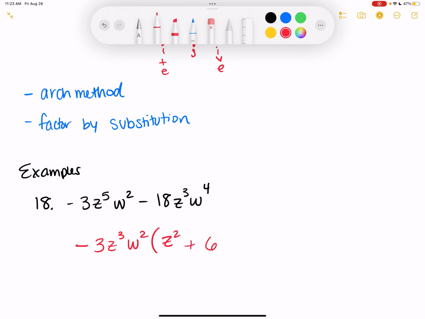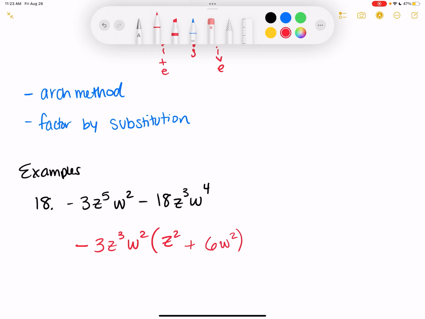Okay. W squared. Yep. So, just a question. How did you get nothing in front of z? Because we took out a negative 3z cubed. There's an 18 there. Right here? On the other side. Right here?